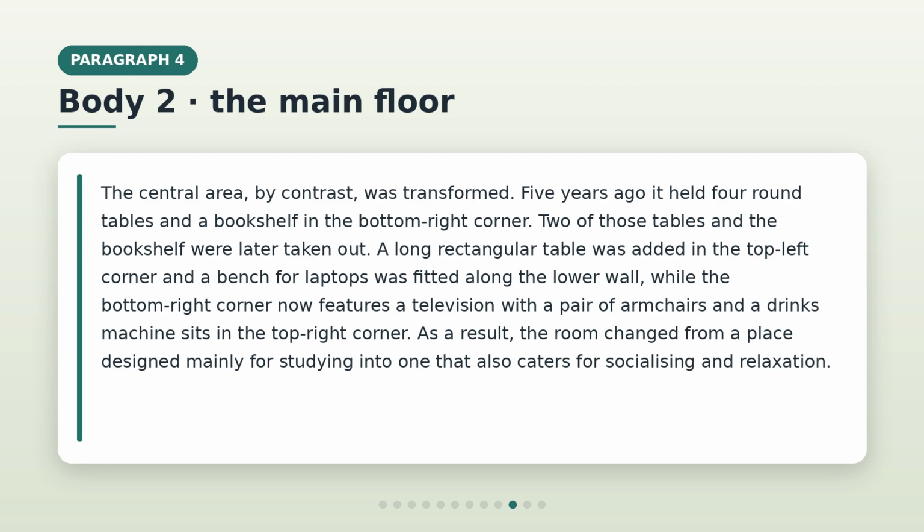Body 2, the main floor. The central area, by contrast, was transformed. 5 years ago, it held 4 round tables and a bookshelf in the bottom right corner. 2 of those tables and the bookshelf were later taken out.